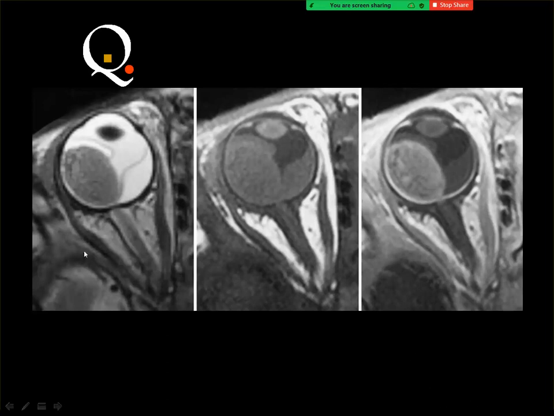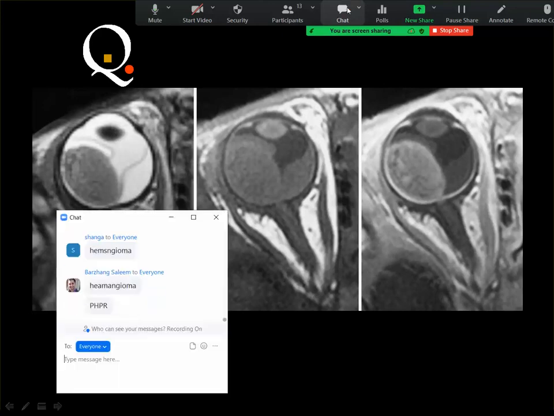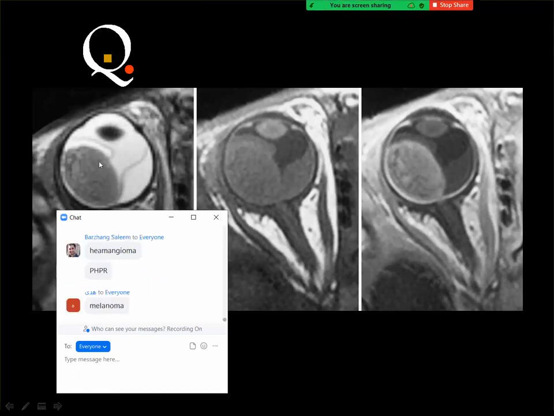The next case is an axial T2, T1, and T1 post contrast for the orbit. No, this is not persistent hyperplastic primary vitreous because the globe is not bright in all bulk sequences. There is a mass inside the globe, and in such a case, you should know the age of the patient because this will decide if it is retinoblastoma or a melanoma.